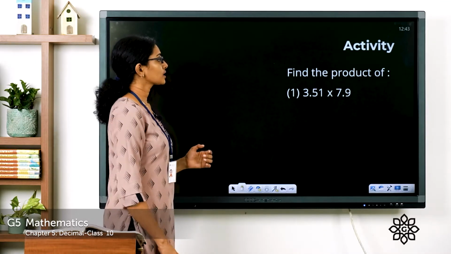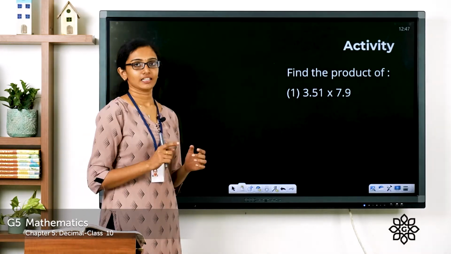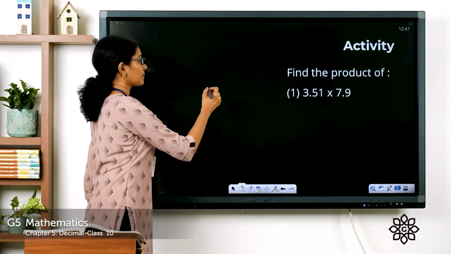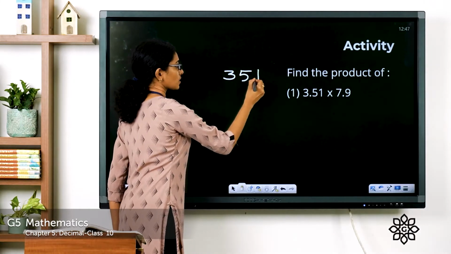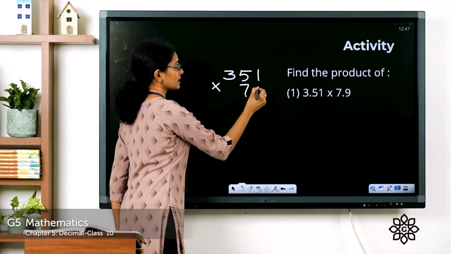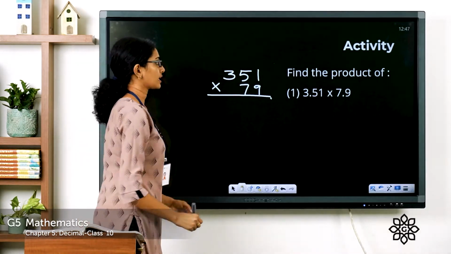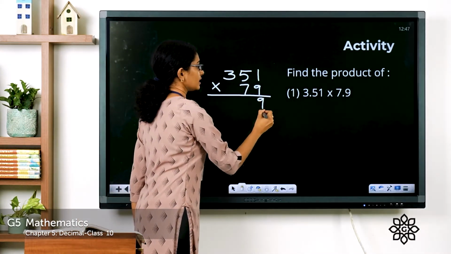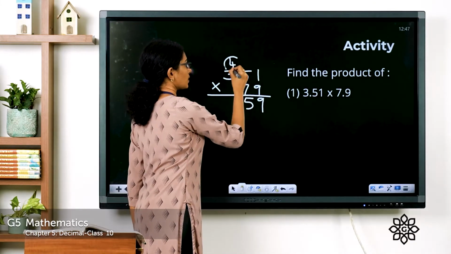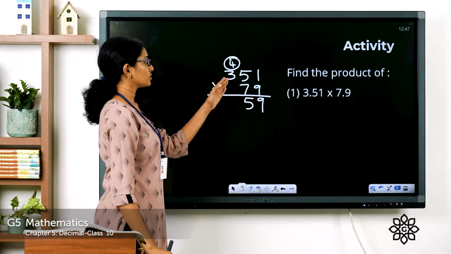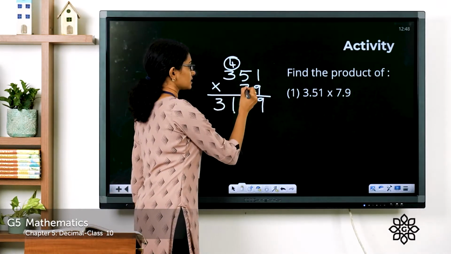The first one, 3.51 into 7.9. Let's do the multiplication. We are multiplying two decimal numbers. So let's ignore the decimal point in the beginning and we get the numbers 351 into 79. 9 into 1, 9. 9 into 5, 45. Writing 5 here. Carrying forward the 4 to the next place. 9 into 3 is 27 plus 4. Get 31.